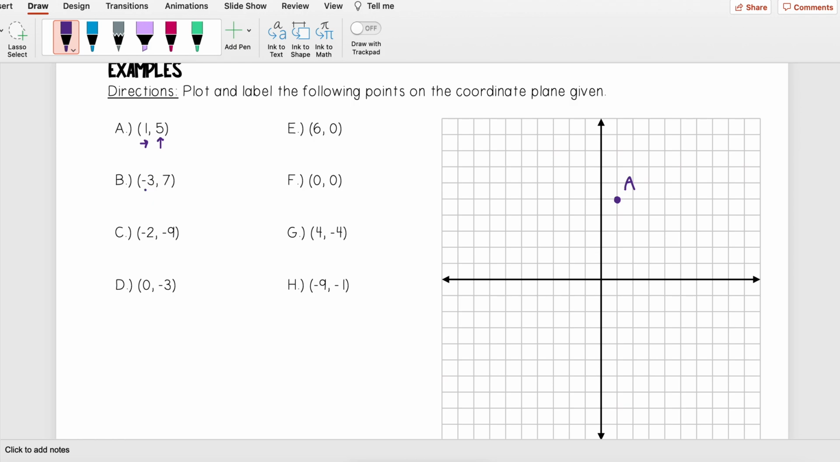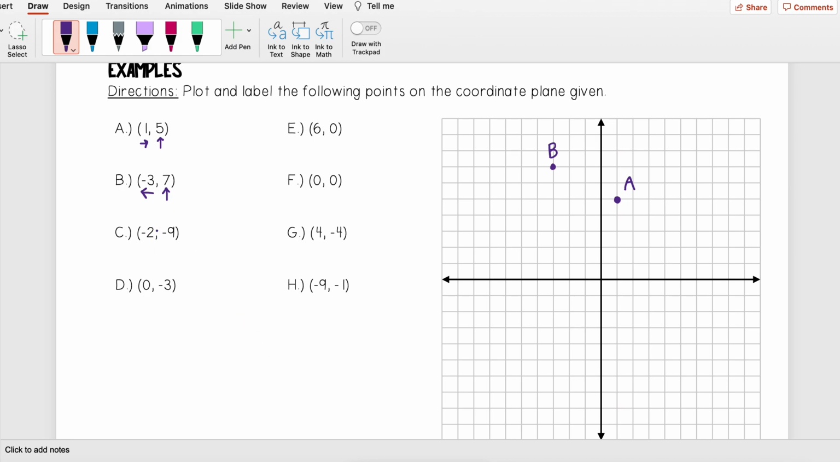So the next one, I have a -3, comma, 7. The first number, the x-coordinate, tells me how much I'm going right or left. Since this one's negative, I'm going to be going left 3. And the 7 tells me how much I'm going up or down because it's the y-coordinate. Since it's positive, I'm going to go up 7. So I'm going to go left 3, 1, 2, 3. Again, always starting at the origin here, so 1, 2, 3, and then up 7. 1, 2, 3, 4, 5, 6, 7. I'm going to label that as B.